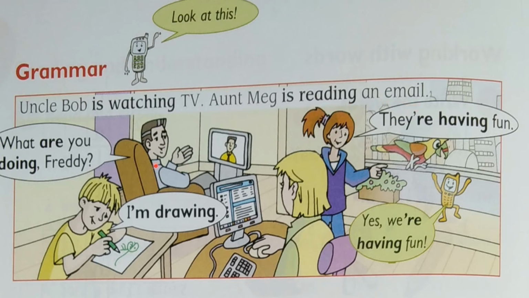Uncle Bob is asking a question. What are you doing, Freddy? Can you see where Freddy is and what he is doing? There he is. What is he doing? Excellent. Drawing. Freddy answers, I am drawing.